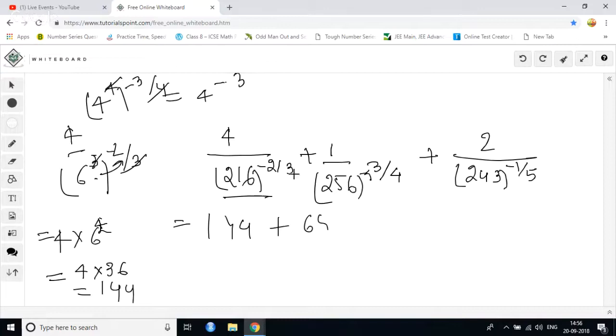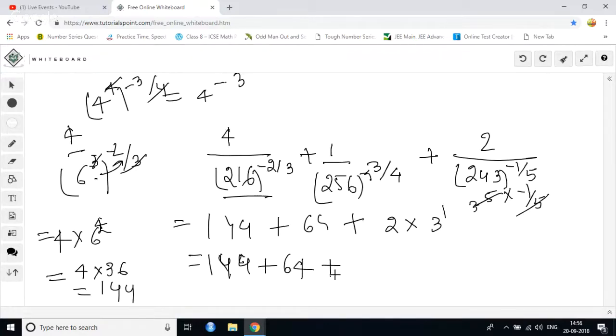Now try to understand. I'll write here only, this is 3 to the power 5 multiplied by minus 1 by 5. So this and this gone, this is 3 to the power minus 1. So when it goes in the numerator, you write 3 to the power 1. So how much is it? 144 plus 64 plus 6. And that would be equal to how much? So that would be equal to 150 plus 64. The answer would be 214. So that is how you can solve this.